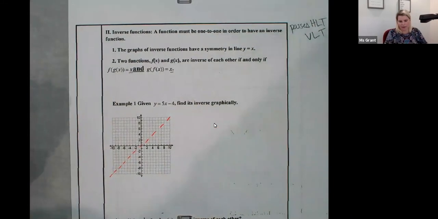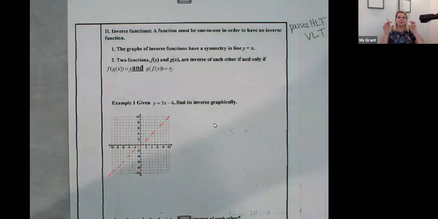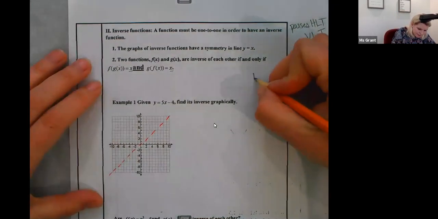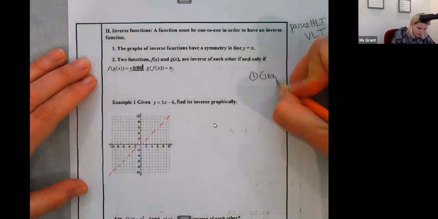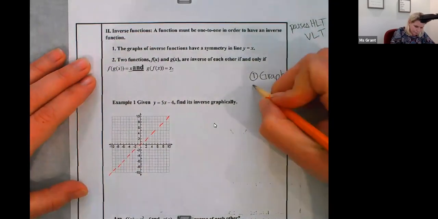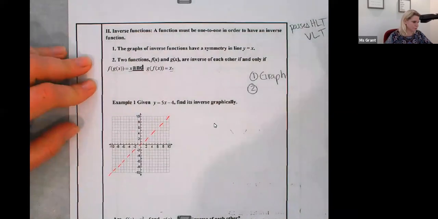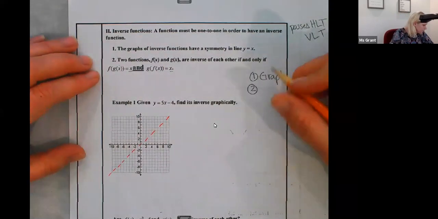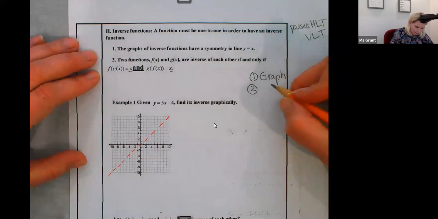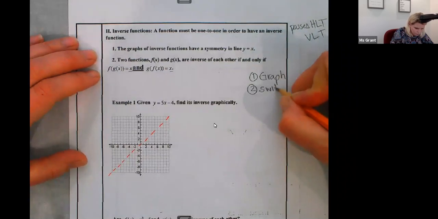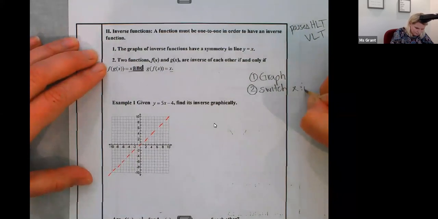Okay? So now what I'm going to do is go down and do example 1 and graph it. Remember, an inverse means that the ordered pairs are switched. So here are the steps. First, you have to graph the function that you're given. Step 1, graph. Step 2, switch x and y.